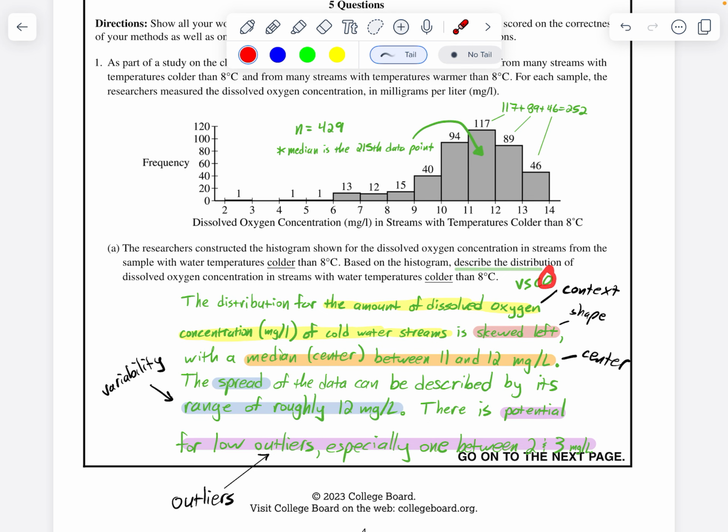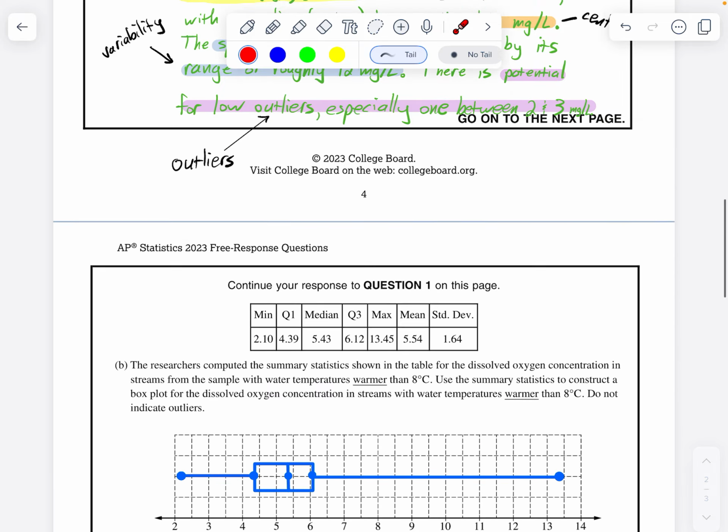Then O is to describe possible outliers. So I said, well, look, here's one data point. There's a gap right here, right? But there's one data point here. So I said there's a potential low outlier between 2 and 3 milligrams per liter. And then the yellow part is you have to include context in your answer somewhere in here. The distribution is for what? It's the amount of dissolved oxygen in milligrams per liter in the cold streams. So that's the first one.